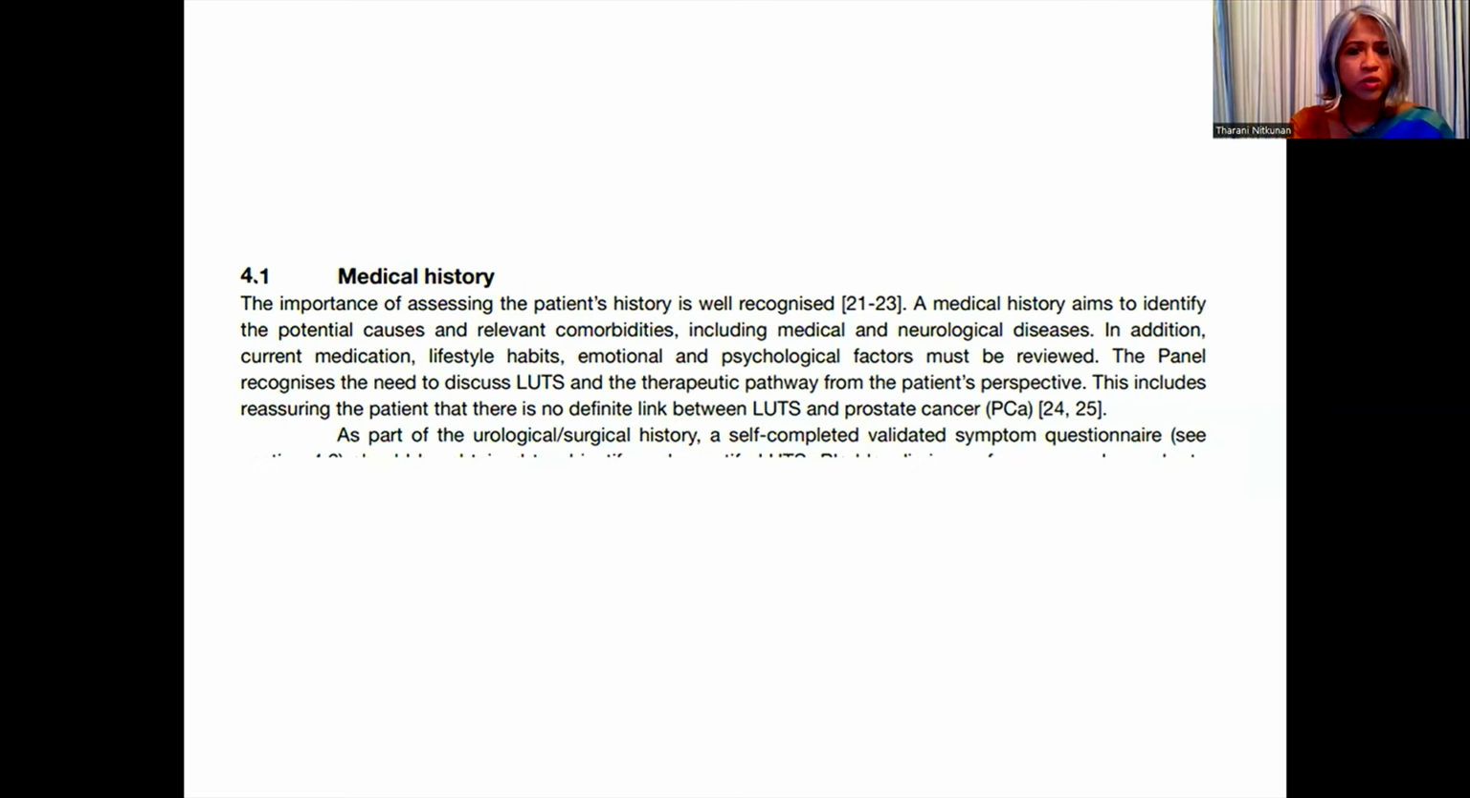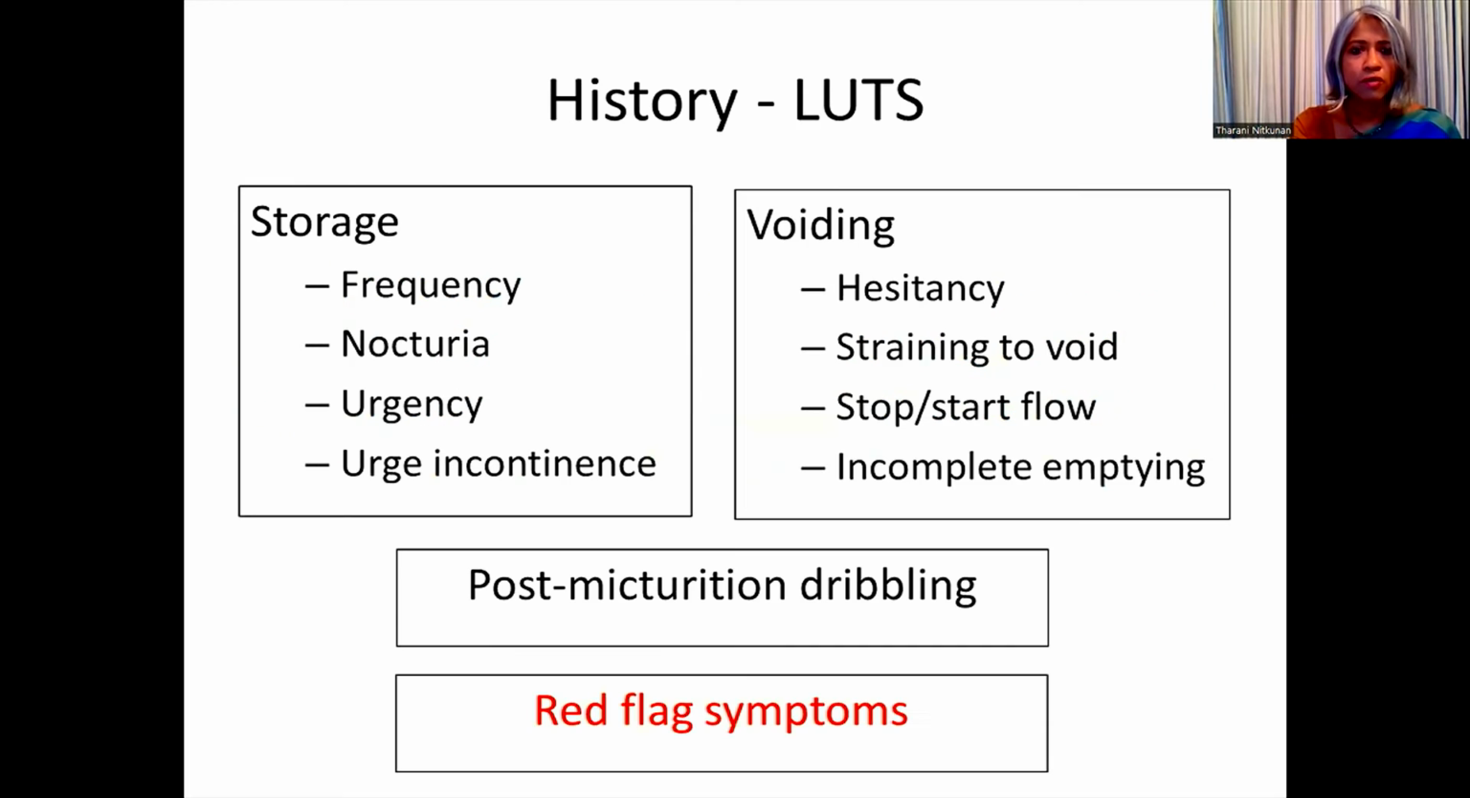So what are we left with? We're left with, without urodynamics, how about this? Again, I've just taken this as a screenshot from the EAU guidelines, stating that the importance of assessing the patient's history is well recognized, taking in all of those symptoms, those storage symptoms, the voiding symptoms, various bits of the history that will enable us to make a good decision with the patient in front of you.